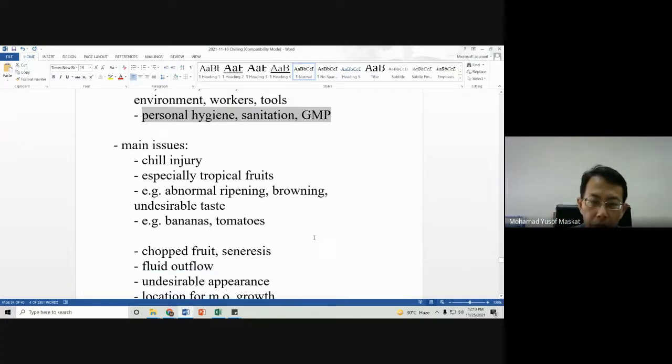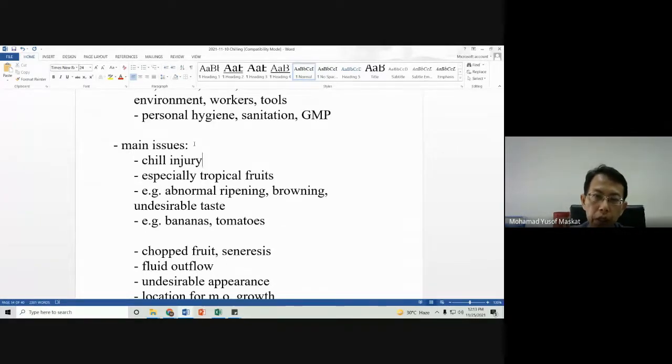However, even though we know that when we subject fruits and vegetables to lower temperature, the rate of respiration will also decrease. So when the rate of respiration is lower, the aging process, the ripening, will slow down. Thus, we will have a longer shelf life. However, another important issue is what we call chill injury.